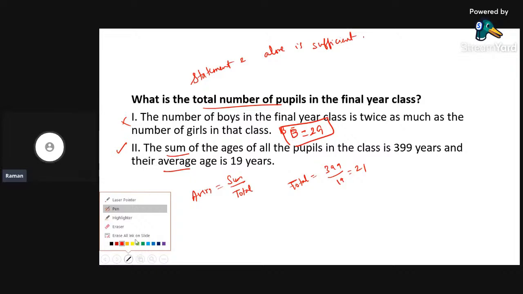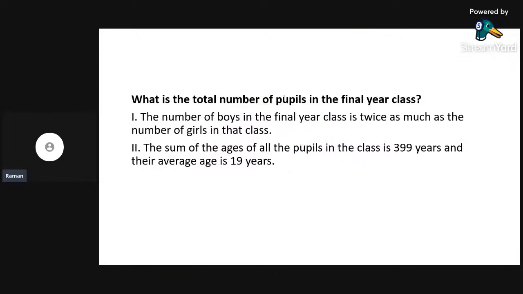Can anyone tell me the answer? Suppose the same question, now tell me what is the answer. The same question, I'm just making a simple change. What is the total number of boys? Now can anyone tell me the answer? Is statement two alone sufficient enough?